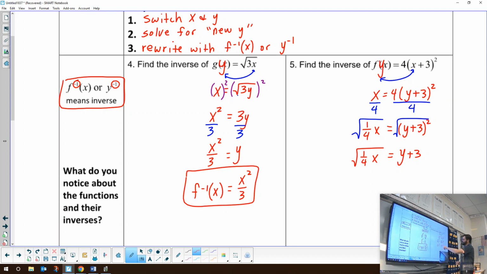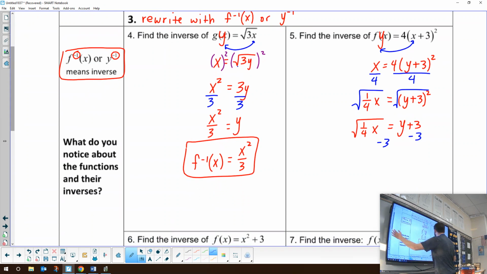I was squaring, now I'm square rooting. And I was adding 3, now I'm minusing 3. Check that out. So I end up with y equals the square root of 1/4 x minus 3.